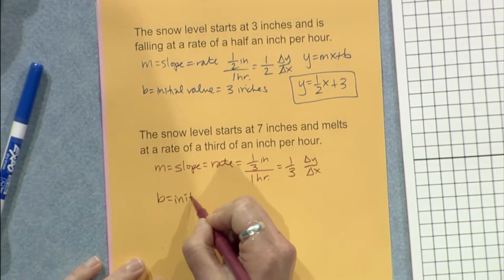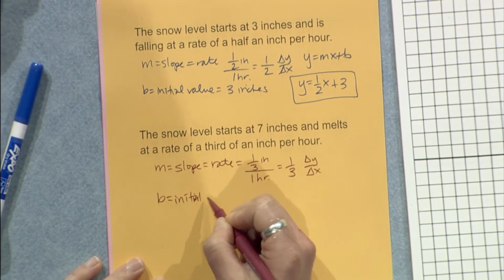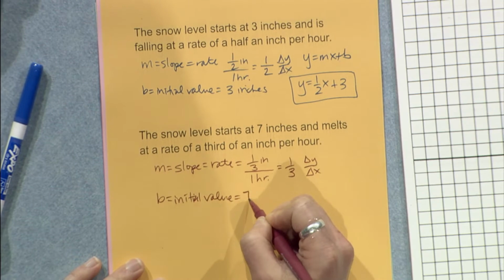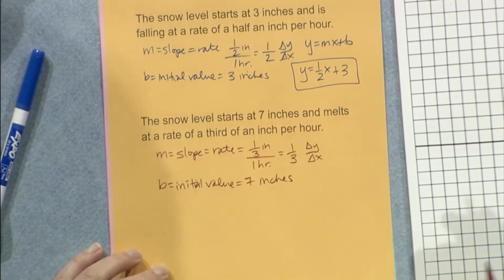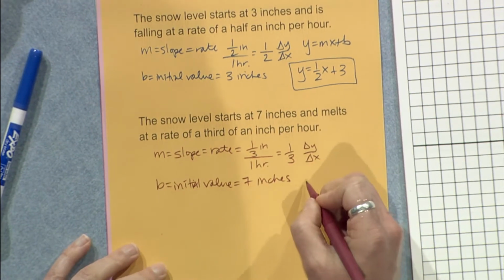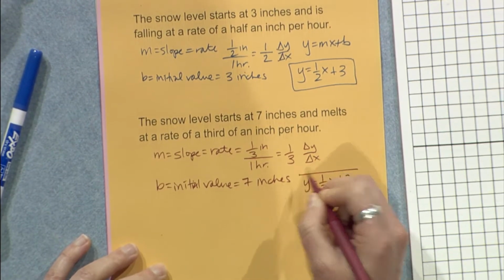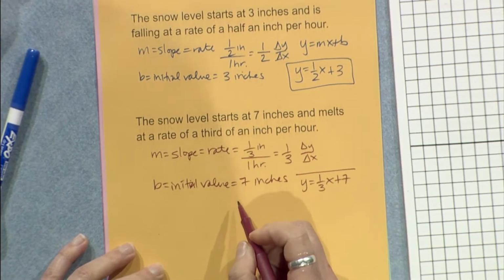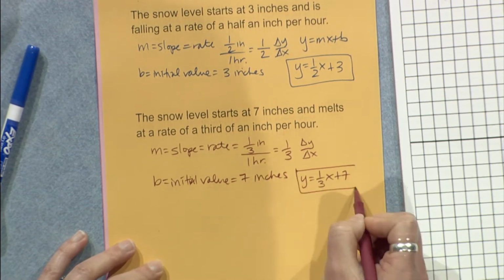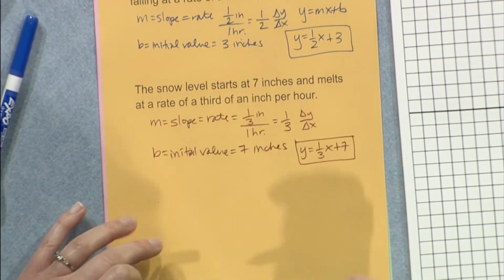All right, and then my initial value for my melting snow? 7 inches. And what's my equation then for my second one? It is y equals 1/3 x plus 7. No, minus. It's starting at 7 and melting. Because it's starting up at 7 and then coming down. Okay, thank you.